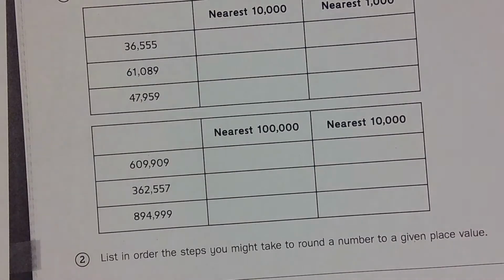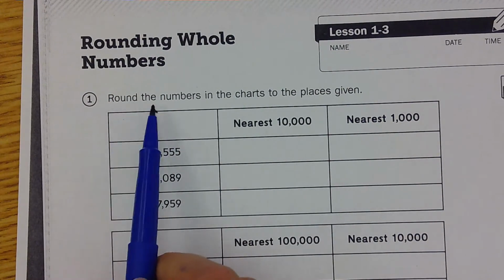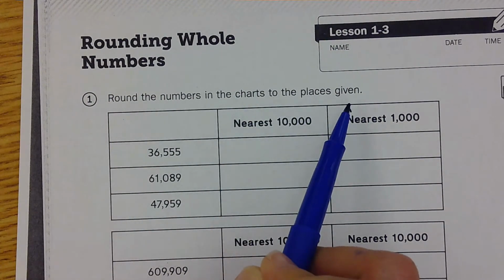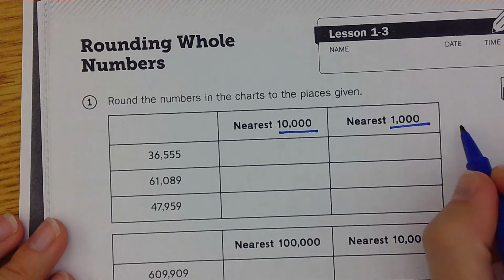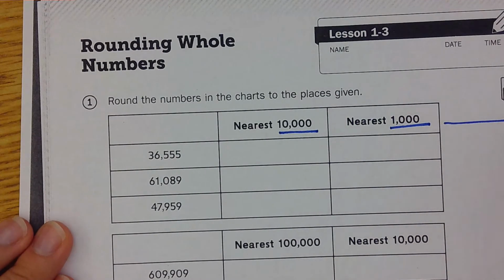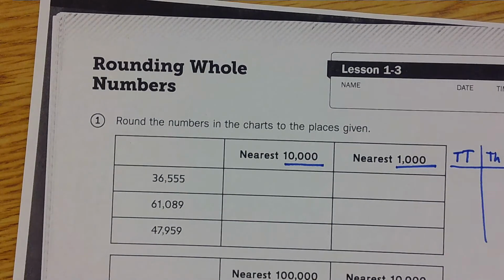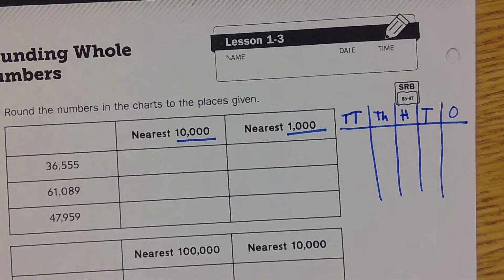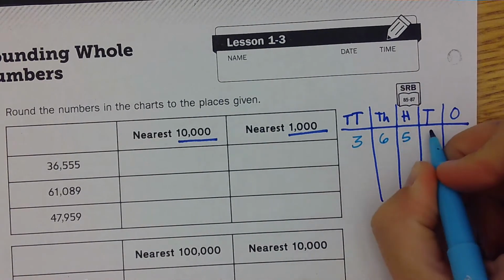All right, so now we're going to work on rounding some whole numbers. So it says round the numbers in the charts to the places given. So this one's looking for the 10,000s, this one is looking for the 1,000 place. So I'm going to go ahead, I love to draw this little place value chart. The ones, the tens, hundreds, thousands, 10,000s. And I'm going to plug my number in. And you know what? I'm going to use a different color to help it show up for us a little bit better here. We have 36,555.